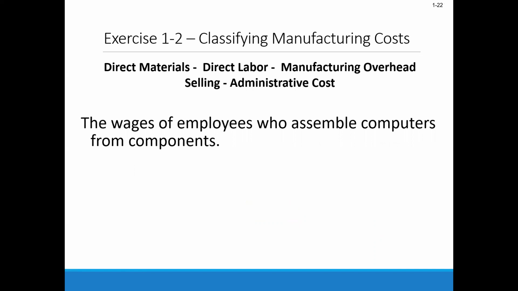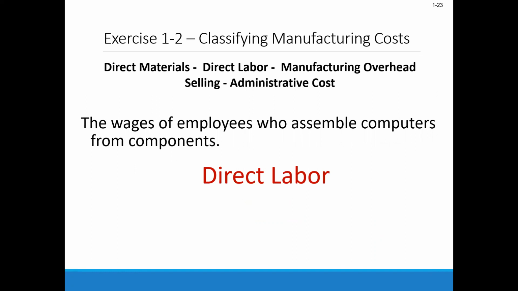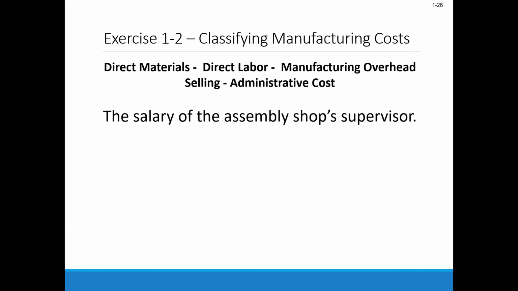The wages of employees who assemble the computers from components. Direct labor? Excellent. Sales commissions paid to the company's salespeople. Selling. They're still costs, but they're not manufacturing costs. The salary of the assembly shop's supervisor. Indirect manufacturing overhead.